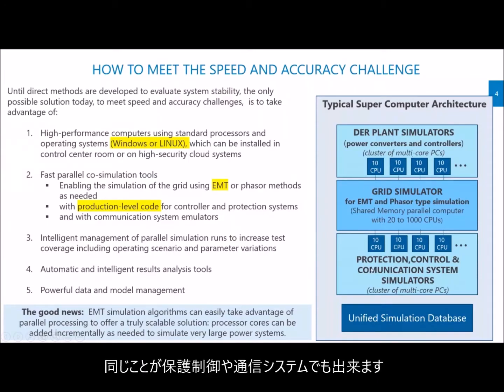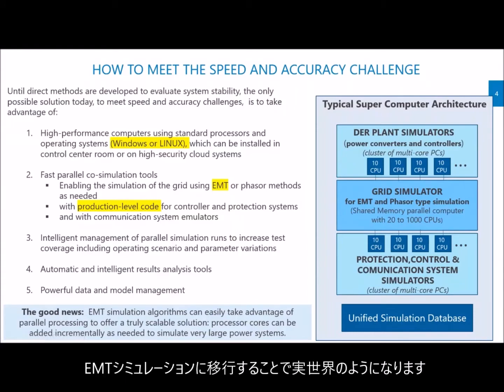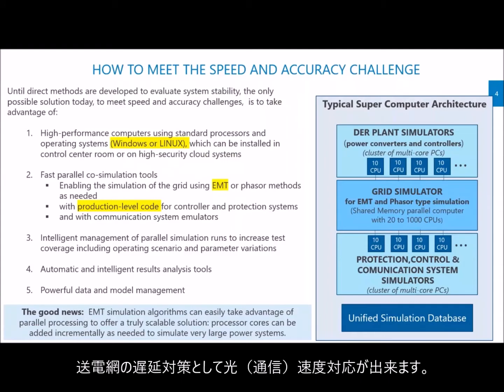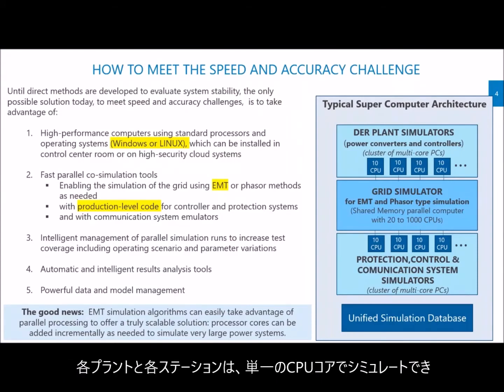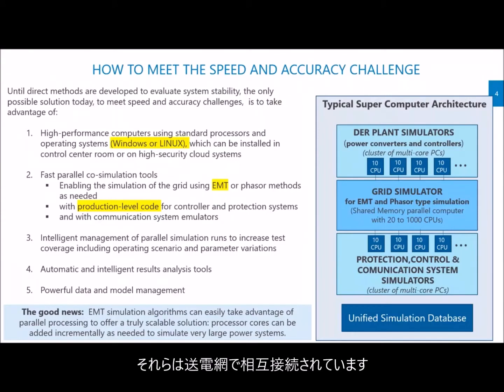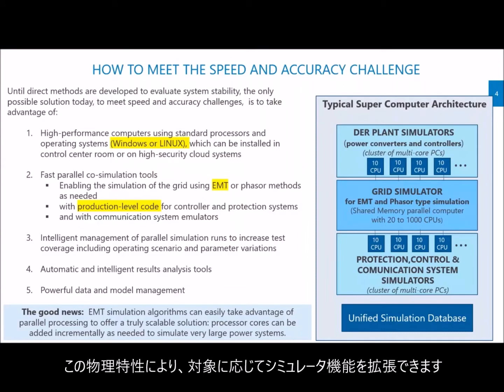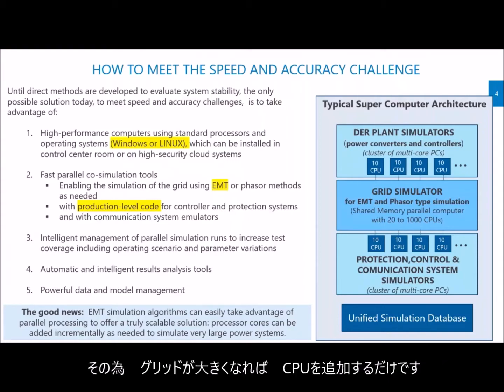Same thing we have to do with protection, control and also the communication system, because communication will play a bigger and bigger role. So the idea here is to replicate the structure of a real power system. The good news is that when we go to EMT simulation, it's like in real life. We have the speed of light that creates delays in transmission lines. So we are able to simulate each part of the network subsystem in individual processors. Each station, each plant can be simulated in a single processor core, and they are all interconnected together by transmission lines. This physical characteristic enables us to scale the capability of the simulator according to what we want to simulate. So if the grid becomes very large, we can just add a processor.